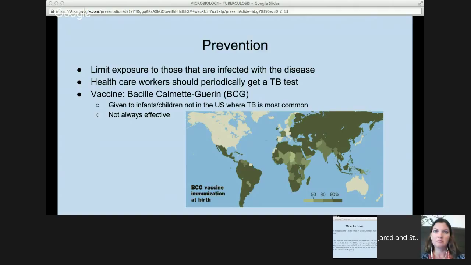There is a vaccine for TB that's abbreviated BCG. This is not typically given in the United States, but to children and infants in other countries where TB infection is more common. This vaccine is not always effective and also leaves a large scar on the arm where injected. In this picture below, the dark green areas on the map show where this vaccine is most commonly given to infants.